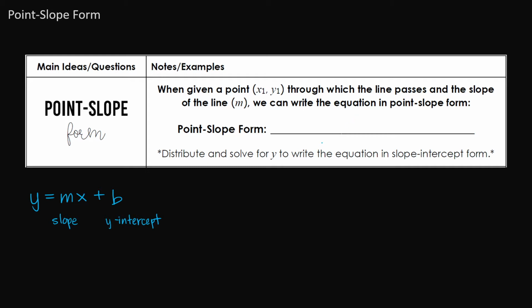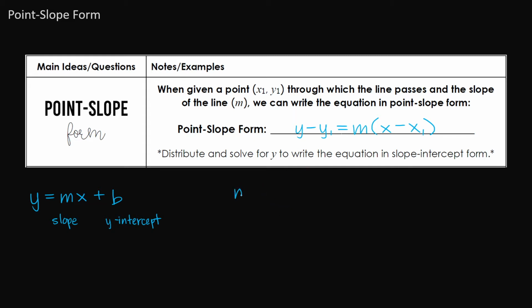we can write the equation in point-slope form, and it looks like this: y minus y1, or our given y-coordinate, is equal to m, our slope, times x minus the x-coordinate. Y minus y1 is equal to m times x minus x1. And in order to convert this equation to slope-intercept form, like what we're used to, we would distribute and solve for y. So here's an example.